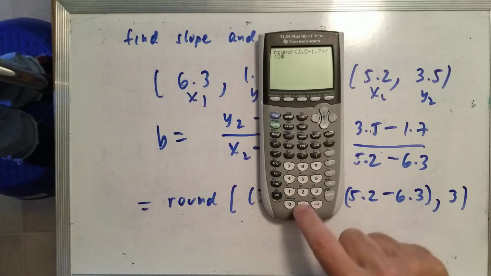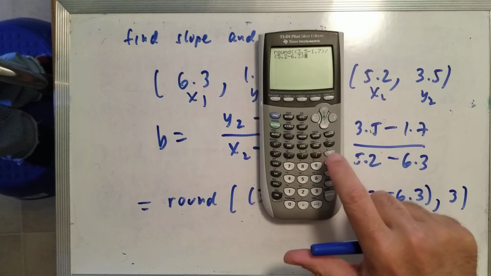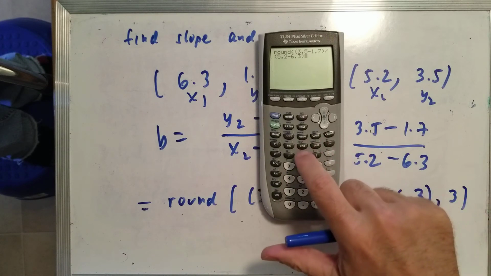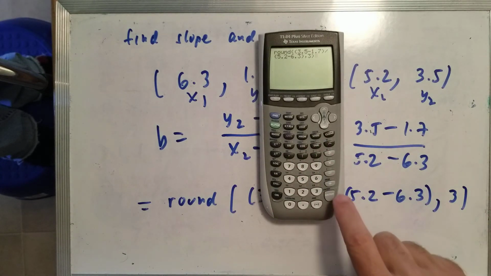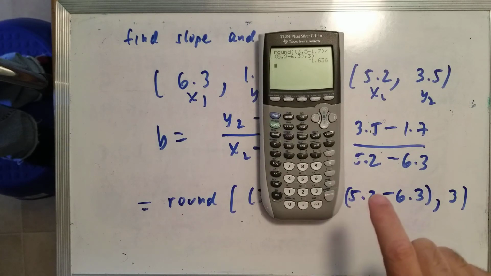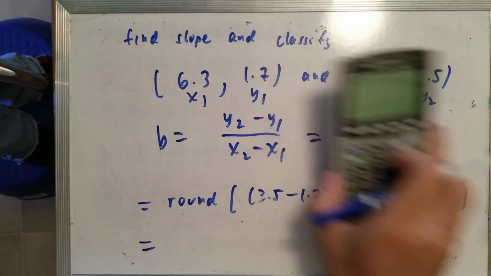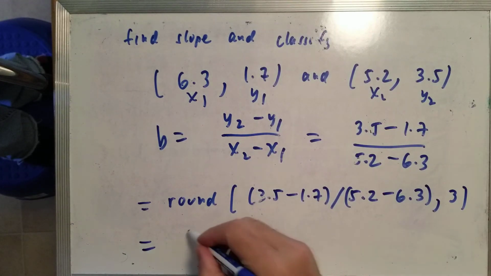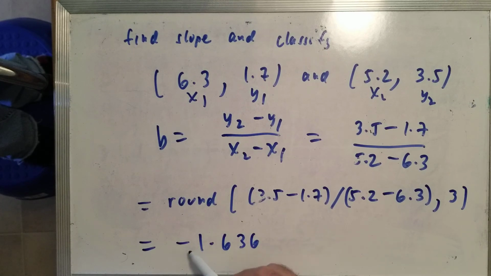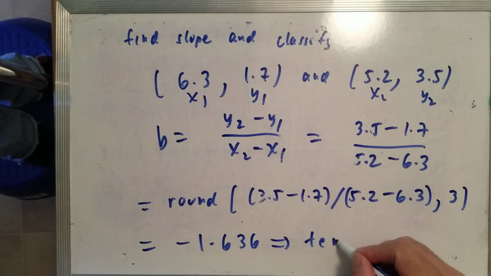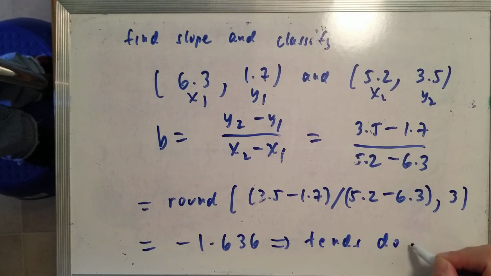5.2 minus 6.3, close the parentheses for the denominator, comma, 3 for 3 decimal places, and the calculator spits out negative 1.636. So the slope equals negative 1.636, and because the slope came out negative, we can say that this line tends downward.